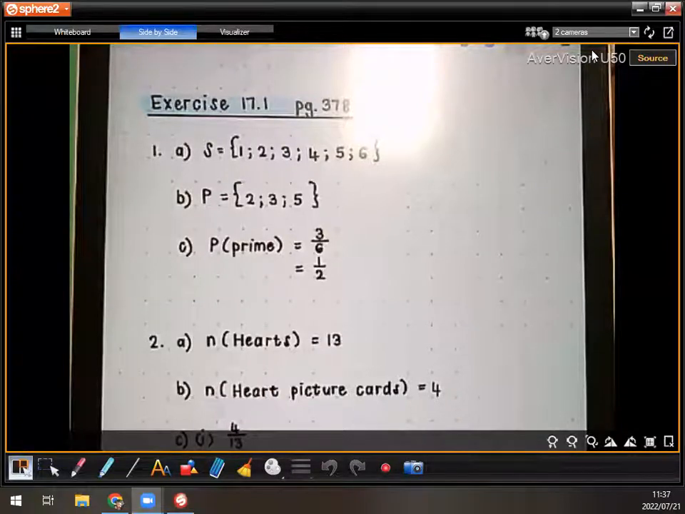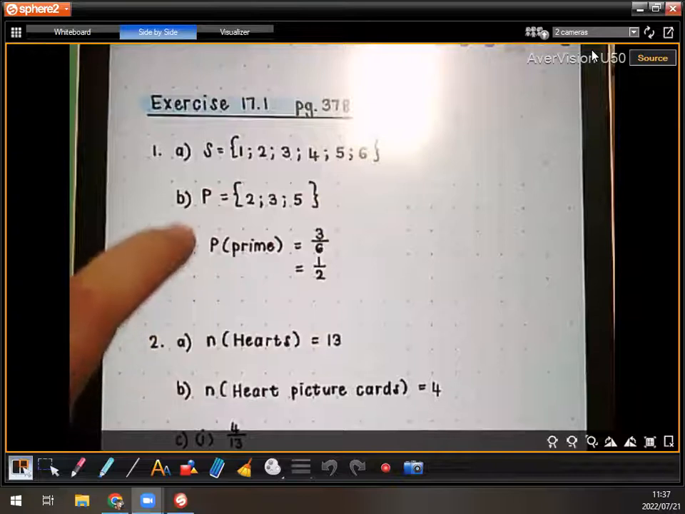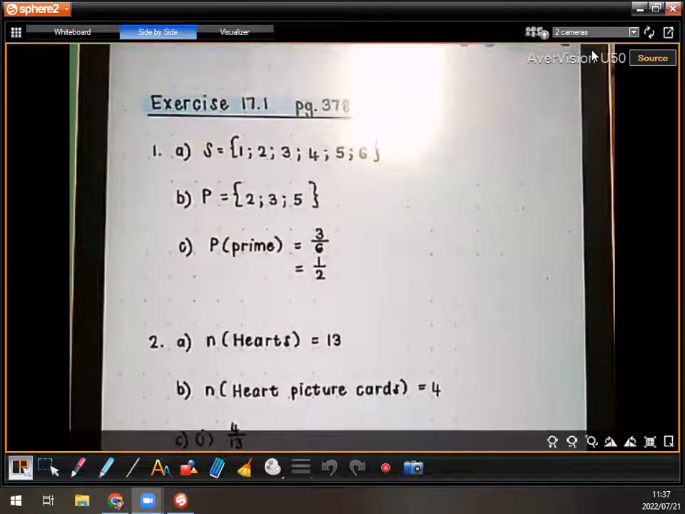When they're asking for the probability, guys, you don't even have to write probability of prime. I just usually do that so that I know what the question was. But if you just write a half as your answer, that's fine. Don't stress about that.